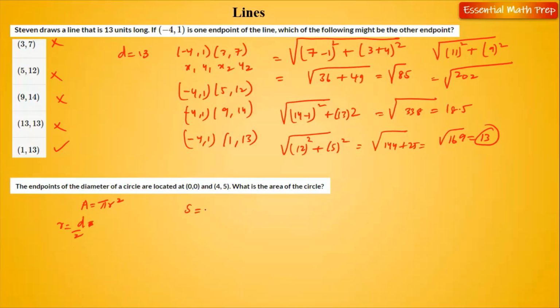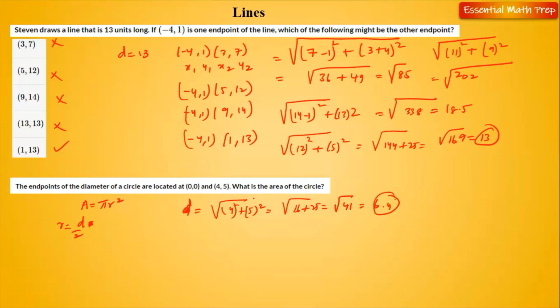So the diameter here would be the distance between the two points, which means it's 4 squared plus 5 squared. That's 16 plus 25. I believe that's 39. Sorry. No, that's 41, isn't it? 41, sorry. And the square root of 41, I don't think it will be a perfect number, but that's okay. You can round it off because it's 6.4. I guess you can keep it at 6.4.